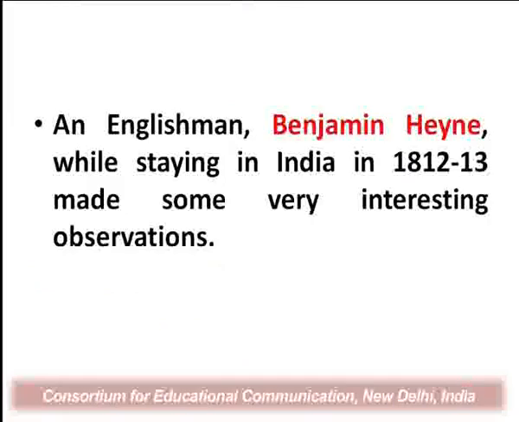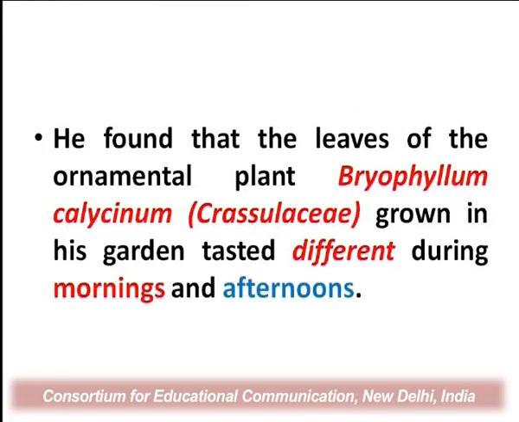A very interesting story goes by an Englishman, Benjamin Heyne, who incidentally was staying in India for about 2 years in 1812-13, and he made some very interesting observations regarding these plants. We could also do it ourselves. He found that the leaves of the ornamental plant, the common garden grown plant, Bryophyllum calycinum, which is a member of Crassulaceae, they are all succulent plants, and these plants were growing in his garden, and when he tasted them, he found that they tasted different during mornings and afternoons.